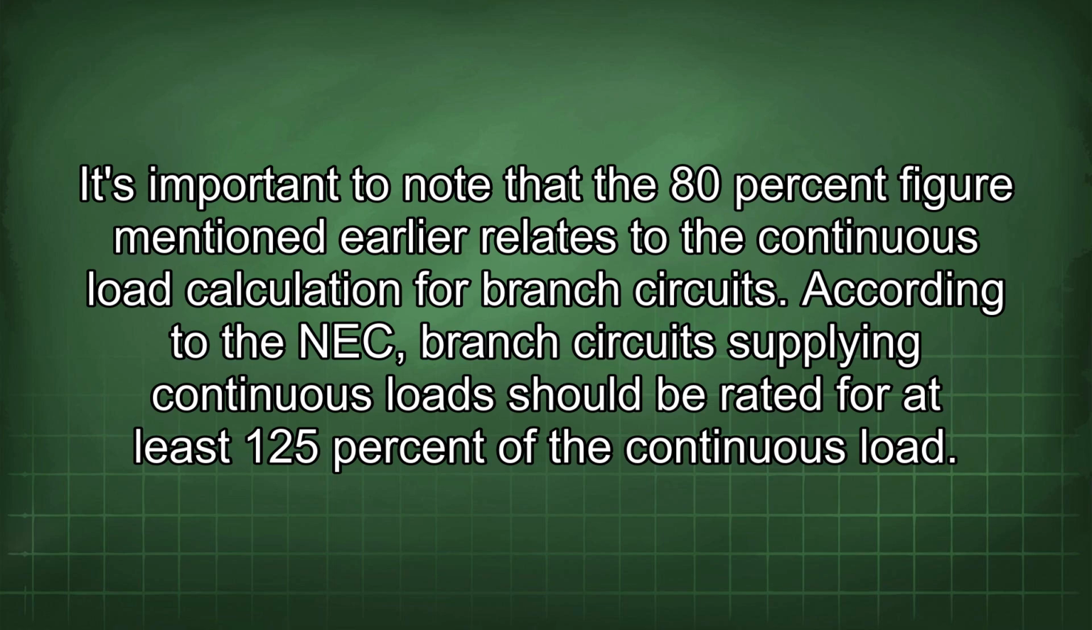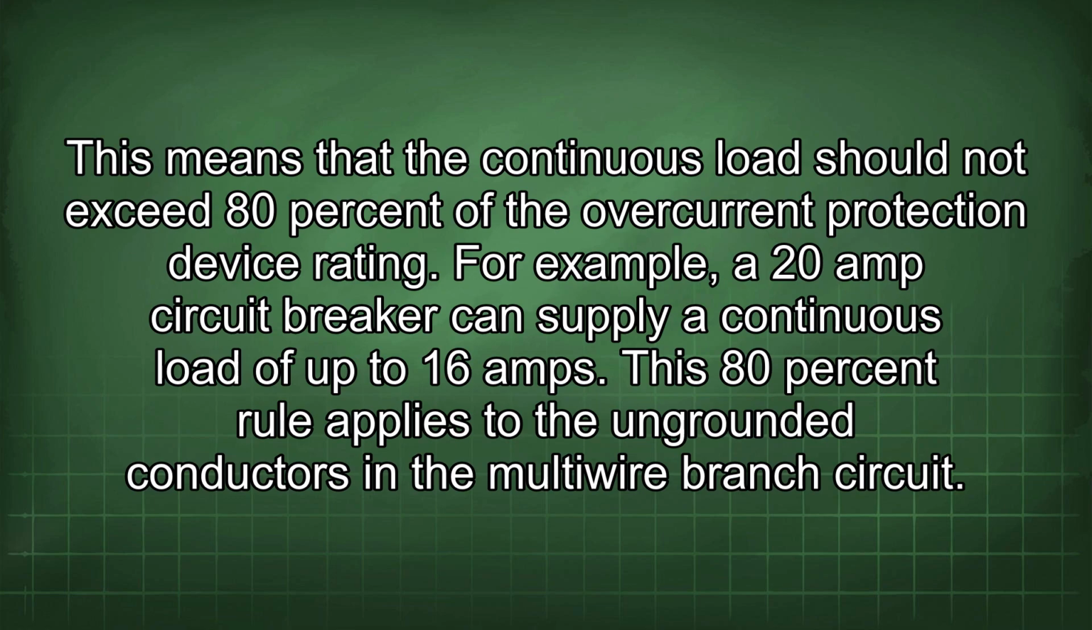It's important to note that the 80% figure mentioned earlier relates to the continuous load calculation for branch circuits. According to the NEC, branch circuits supplying continuous load should be rated for at least 125% of the continuous load. This means that the continuous load should not exceed 80% of the overcurrent protection device rating. For example, a 20-amp circuit breaker can supply a continuous load of up to 16 amps.